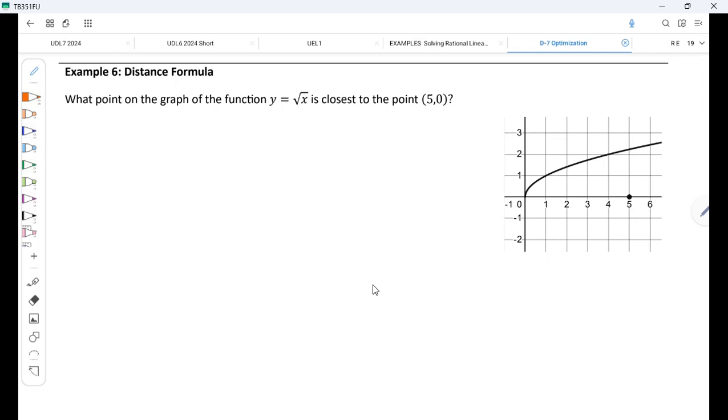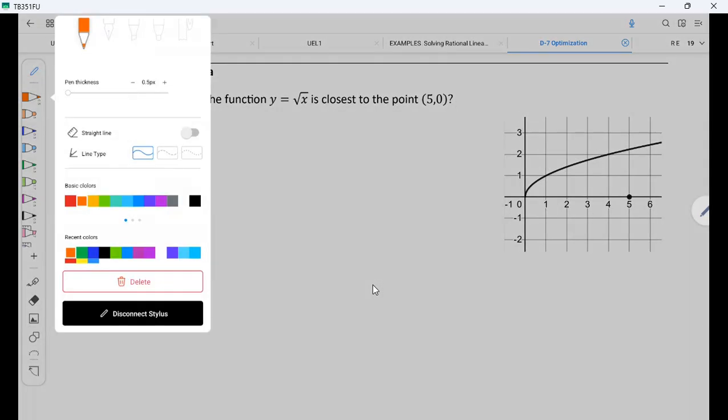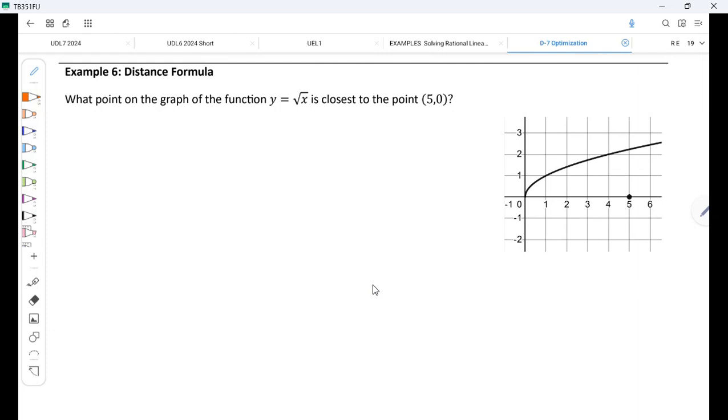We want to know what point on the graph of y equals the square root of x is closest to the point (5, 0). So we would measure the straight line distance from that point on the x-axis up to the curve. To give you an idea, maybe the answer is to just go straight up to the curve. Maybe the answer is to go over here to the curve.